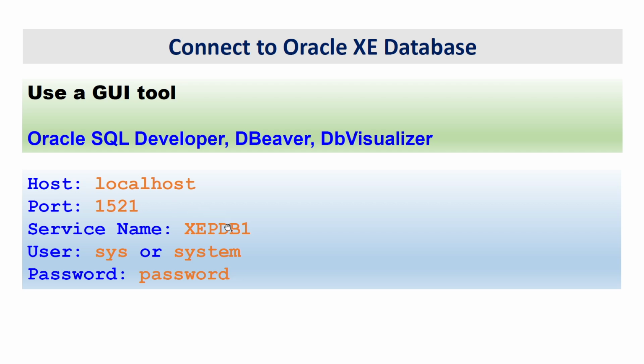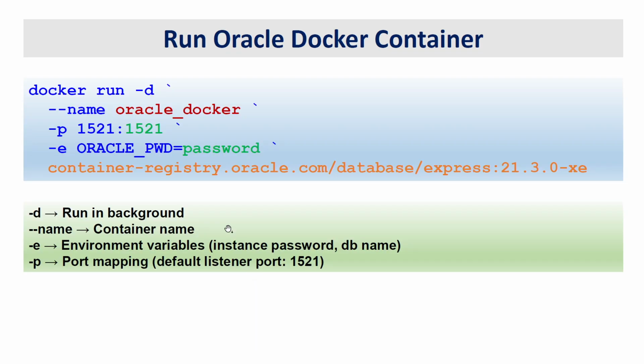This will be the port, and this will become the service name. If you want to connect to the PDB, you will say XEPDB1. Here you can give either sys or system, and this is the password. The sys and system passwords remain the same. The password that you specified here becomes the password of the sys and system users. So you can use this particular password for either the sys user or the system user.